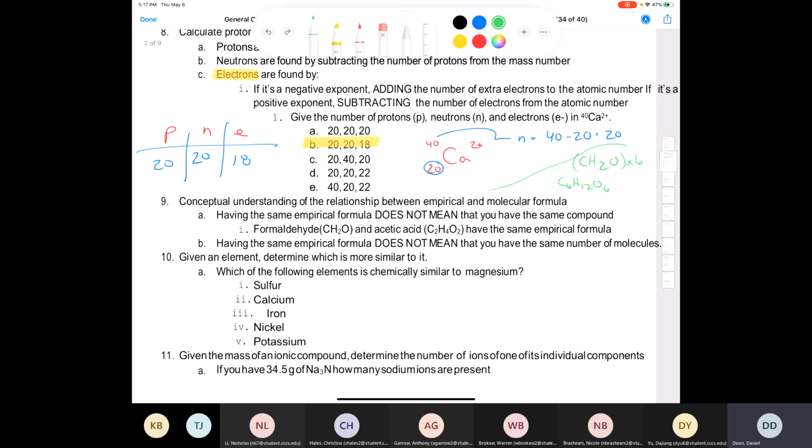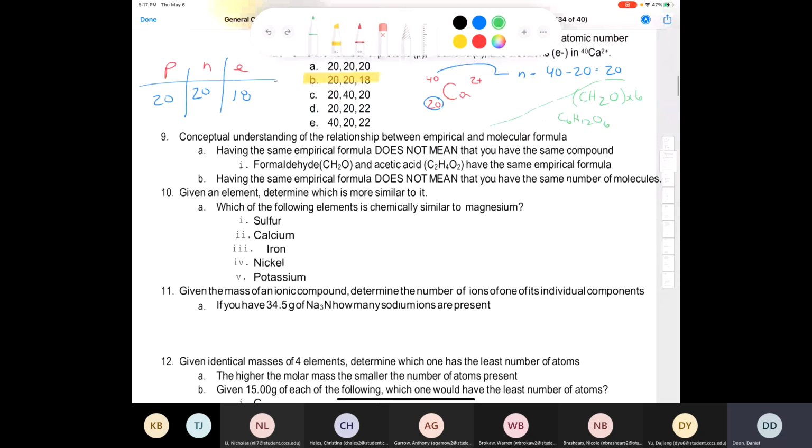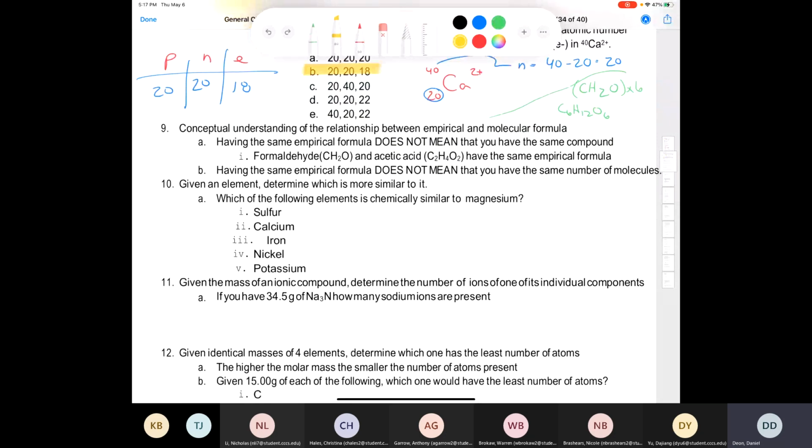So you can't just take a look at an empirical formula and know that you've got the molecular formula. You have to figure that out. All right, there we go. Given an element, determine which is more similar to it. It's asking us here, which one of these is more chemically similar to magnesium?